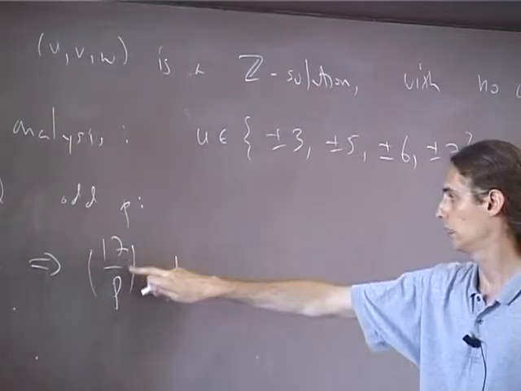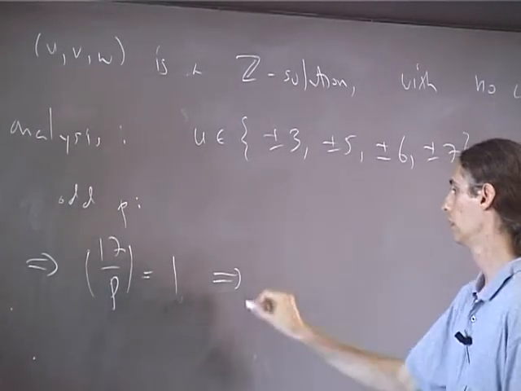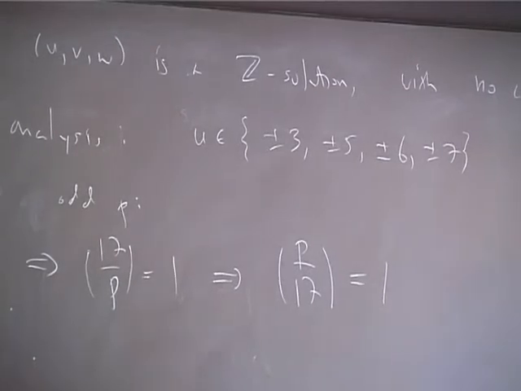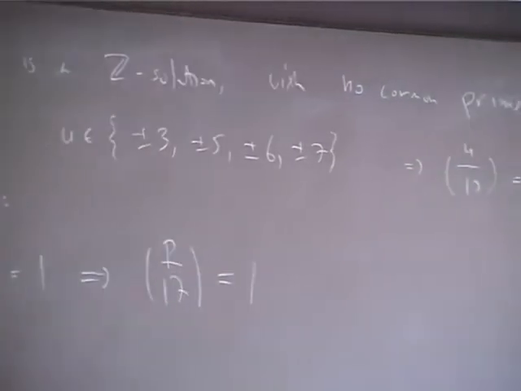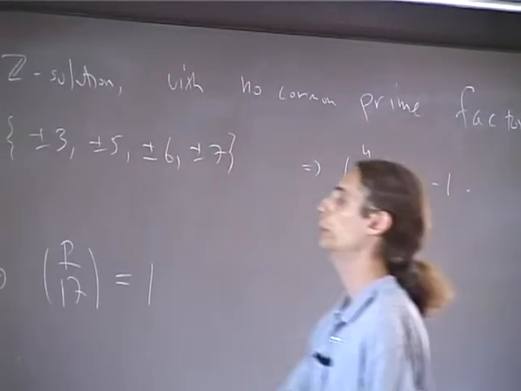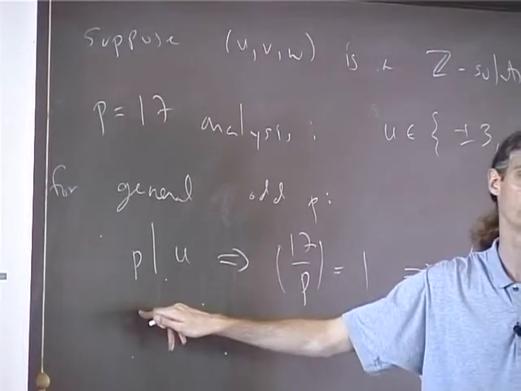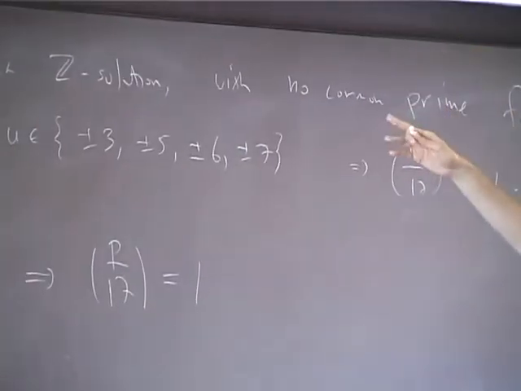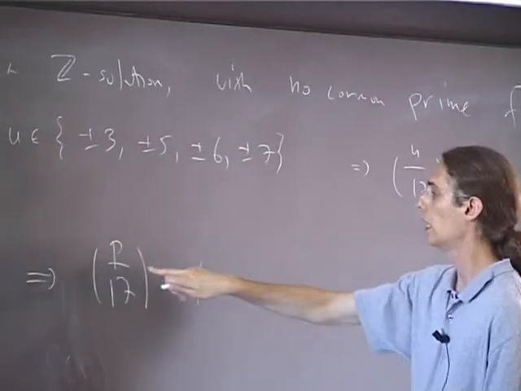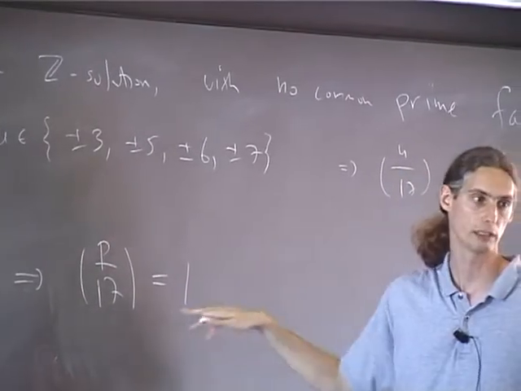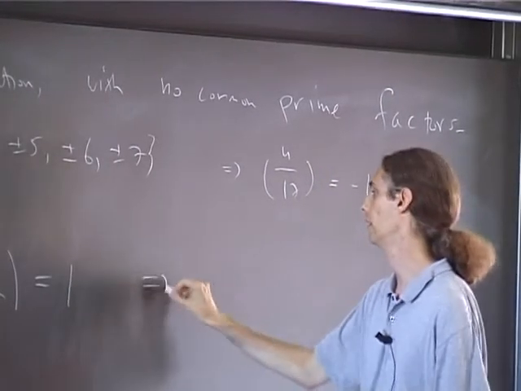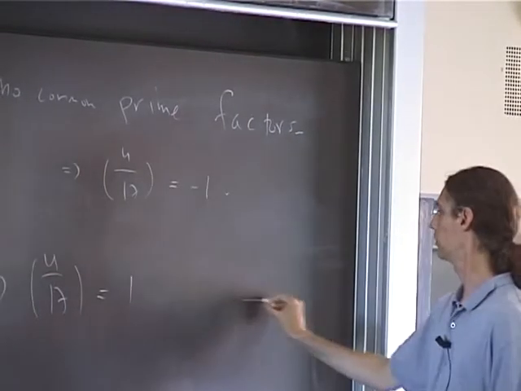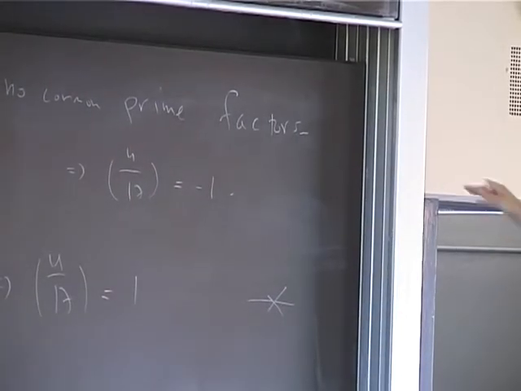Okay, so by quadratic reciprocity, p is a quadratic residue mod 17. Now, u is a product of a number of these primes, as well as plus or minus 1, perhaps 2. Well, minus 1 and 2 are quadratic residues mod 17, so they don't contribute. And every prime divisor of u is a quadratic residue mod 17. So u itself must be a quadratic residue mod 17, which is just a contradiction to what we deduced previously.